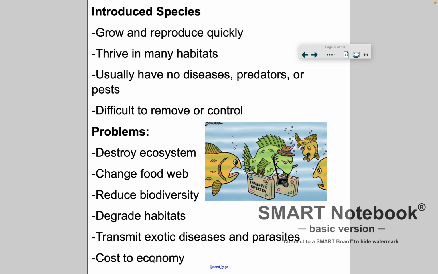So like if there was a parasite that really affected fish and wiped out the fish population, okay, well, we eat fish for a food source, so it could cost an economy. Or maybe there's a new virus affecting plants, okay, or fungi like blight, and it's introduced to a new area and crops are affected, and now we're in trouble, okay?